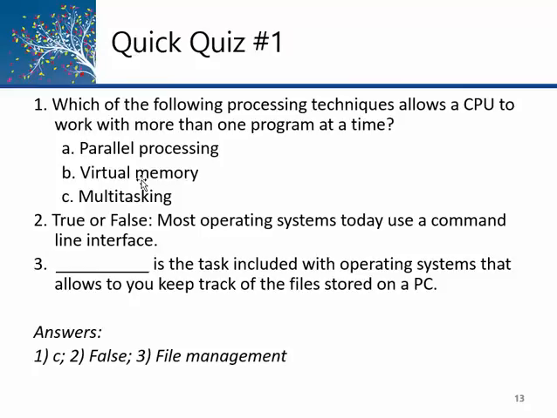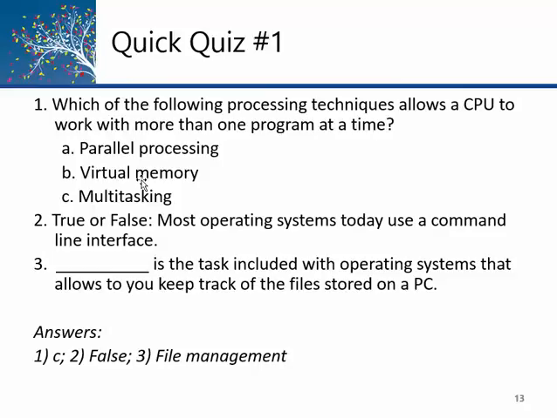Quick quiz number 1. Which of the following processing techniques allows a CPU to do more than one thing? For example, to have 72 tasks showing up on your task manager on only one computer that has maybe 1, 2, 4, or 8 CPUs. The answer is multitasking, which is letter C.